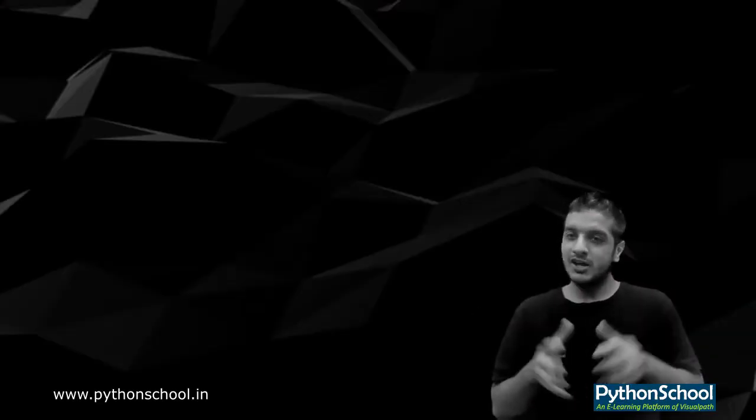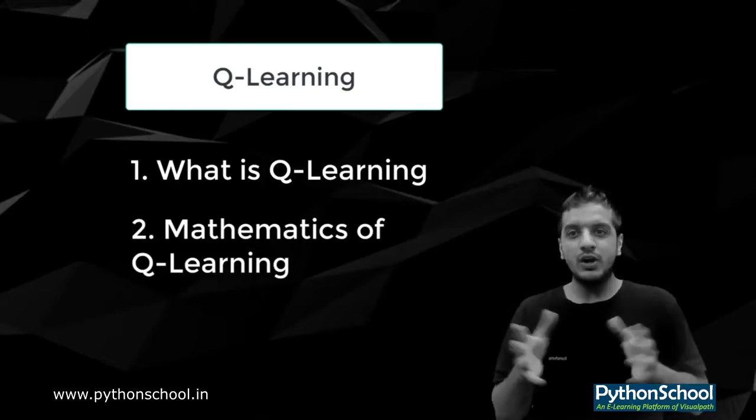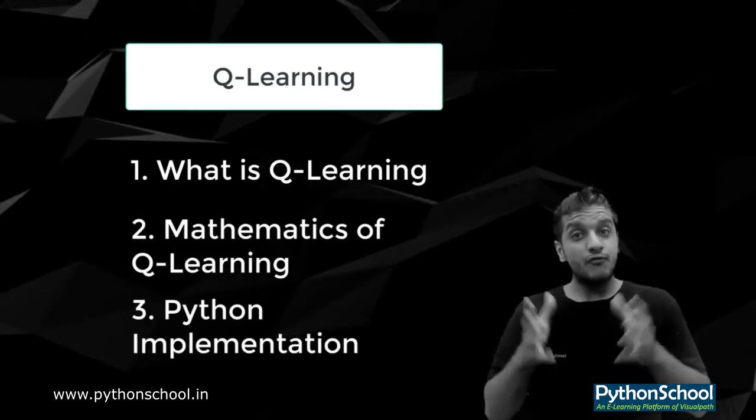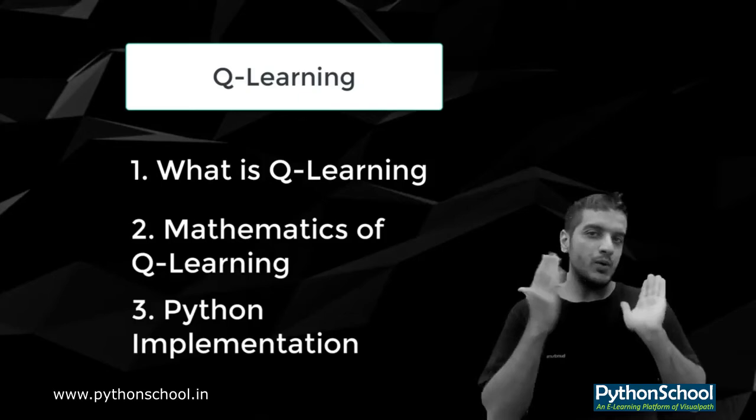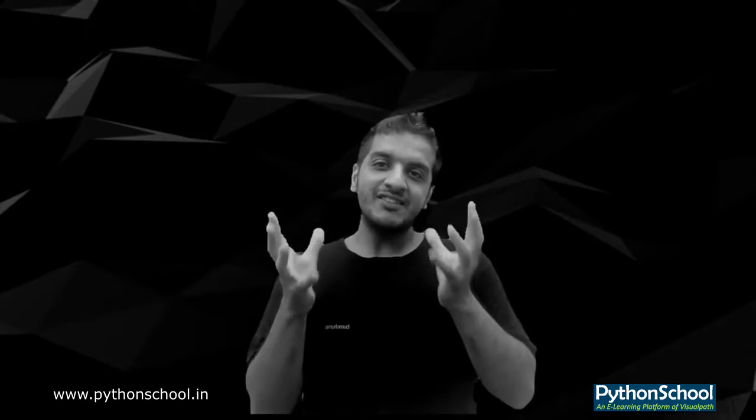Before we start, in this video, we will cover what is Q learning, the mathematics behind Q learning, and a Python implementation for an RL agent in order to play a video game. So now let's begin. Q learning is basically a value-based learning algorithm in reinforcement learning. But before digging deeper into technicalities, let's take a simplistic real-life example.